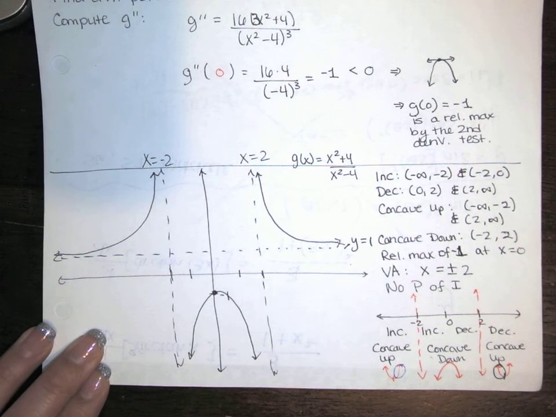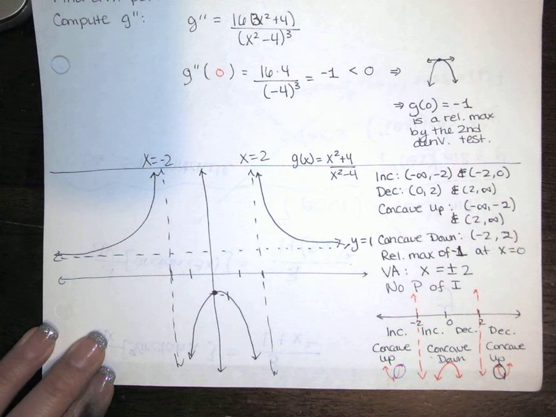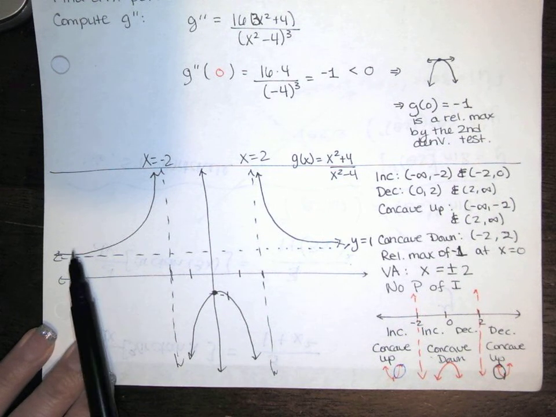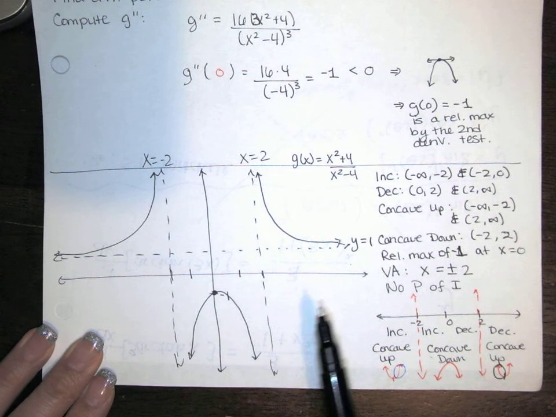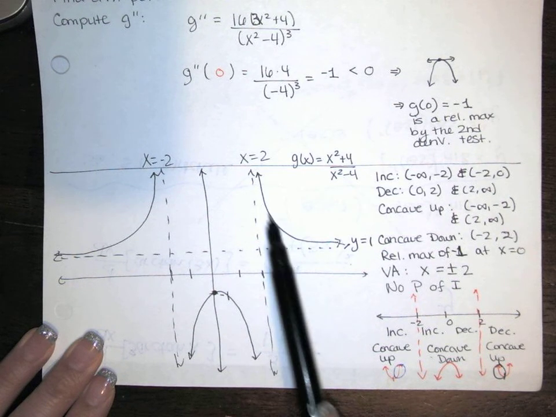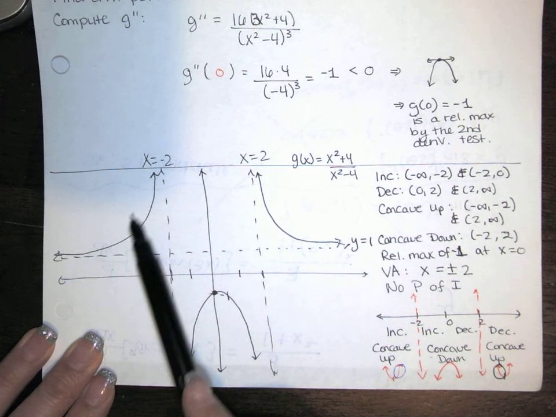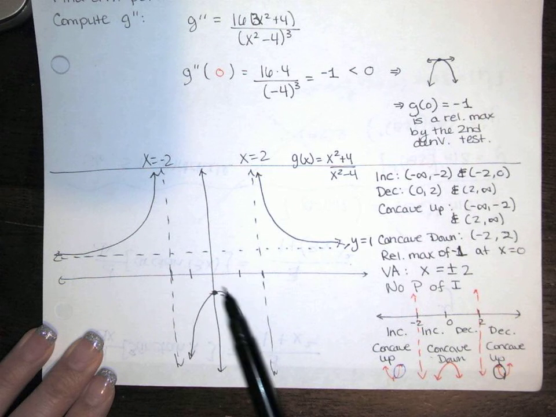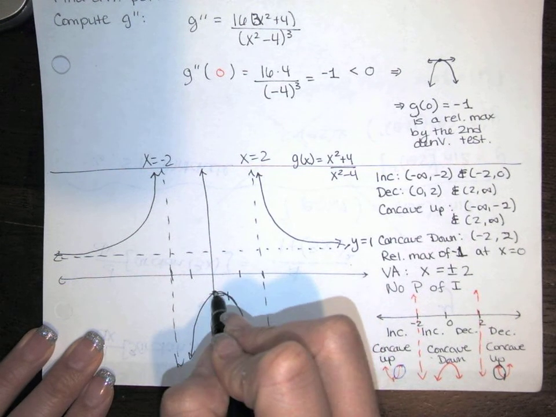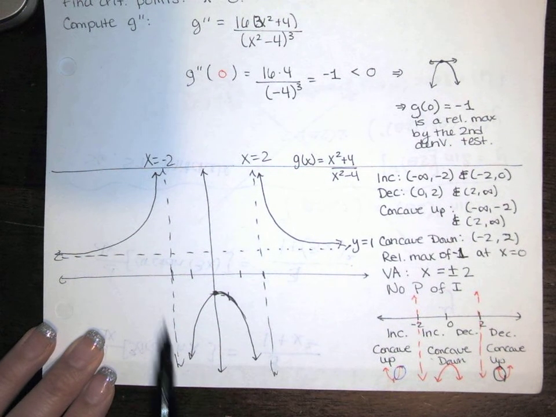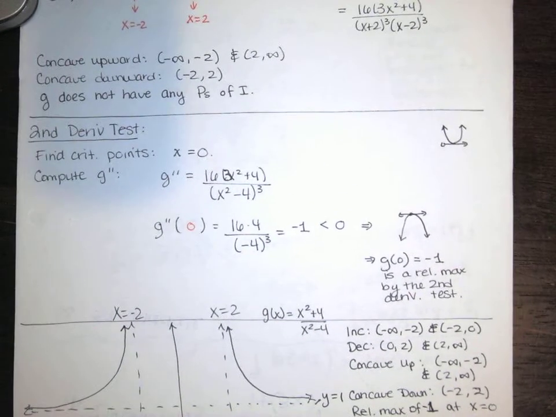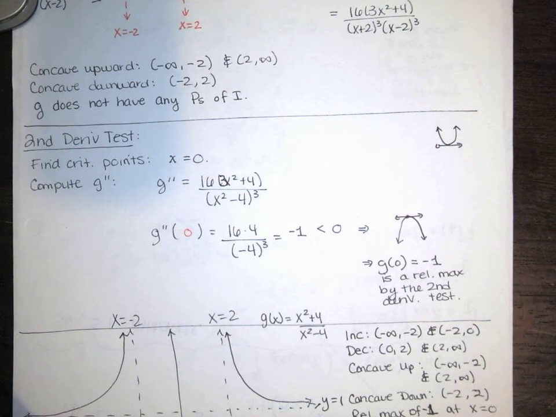Now this is probably not a perfect graph. I mean, there are not even any y values except for that one y value. But this tells me a lot about the graph. I know it's increasing here, it's increasing here, it's decreasing here, and decreasing here. It's concave up on this interval and this interval. It's concave down on this one. We've got a relative max right there, even though it looks like it's not the maximum it should be. And then we've got 2 vertical asymptotes and no points of inflection. So that's it for this video.